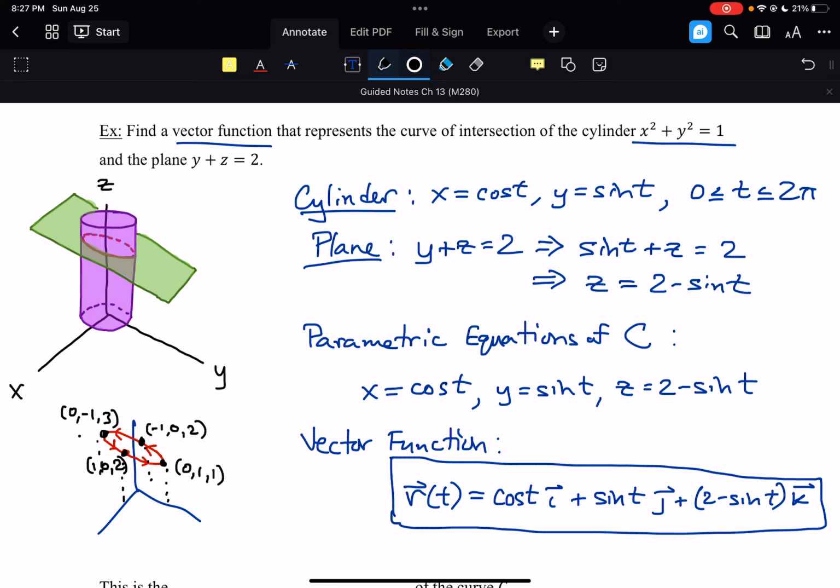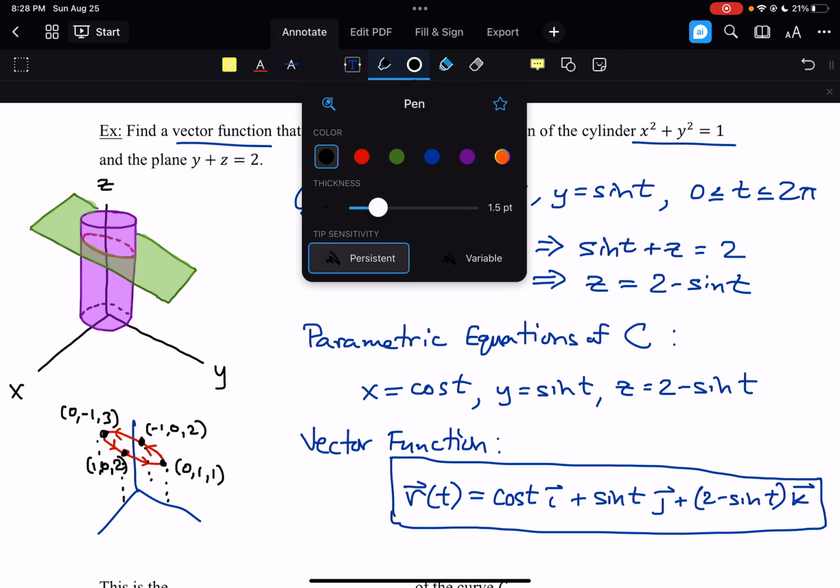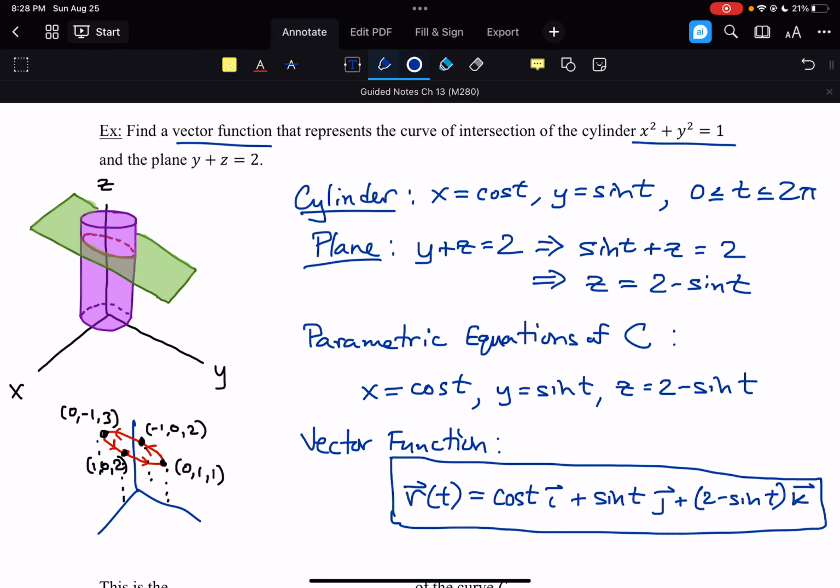So you can see it's moving around the unit circle: 1, 0, then 0, 1, then negative 1, 0, then 0, negative 1. And the z component, 2 minus sine of t, is going up and down, oscillating as sine does. It goes from 2 down to 1, up to 2, up to 3, down to 2, and just back and forth. And it would trace out that curve. That is the vector function for that curve of intersection.